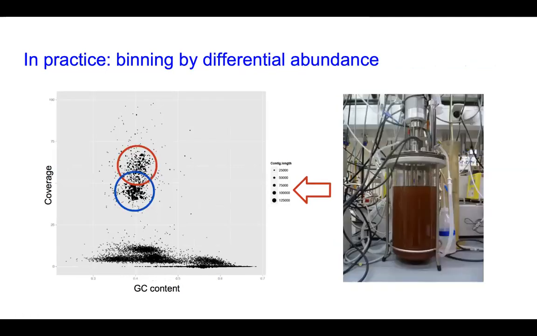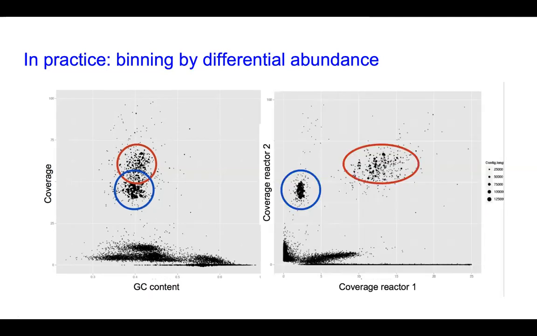Now, things get a little bit more complicated in a different Anammox reactor, where we have two organisms that cannot be easily separated by their GC content and have overlapping coverage. So now our compositional and single abundance binning is no longer enough to separate these two organisms. The way we'll go about this is, rather than using the abundance in a single reactor, we'll use the abundance in two different reactors. And what that looks like is like this.